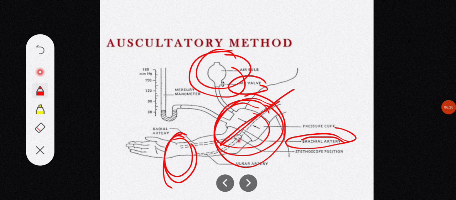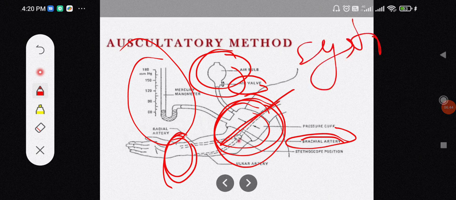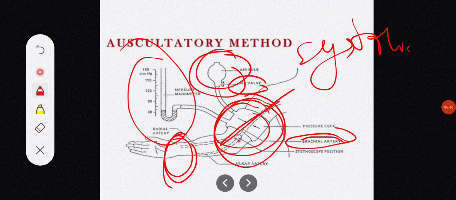That sound is called Korotkoff sound, and the pulsation of the brachial artery will also occur at the bend of the elbow, which can be distinctly heard. So at this point, the pressure that the mercury manometer will show is considered to be the systolic pressure, and its range is from 100 mm of Hg to 140 mm of Hg.